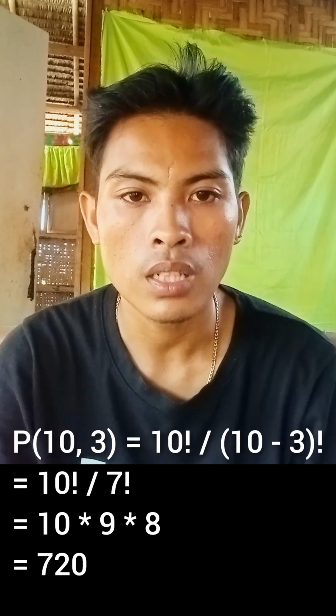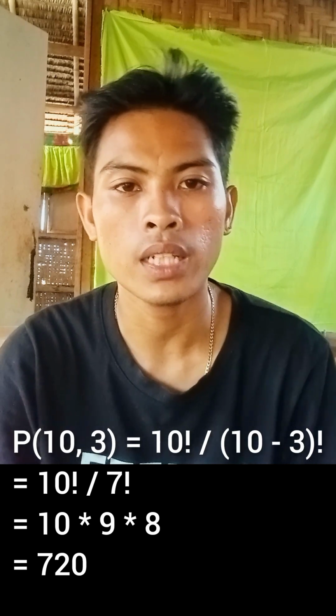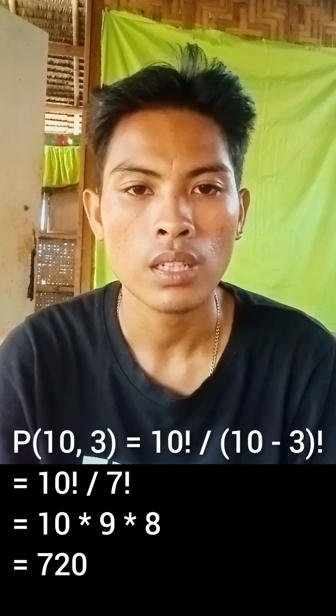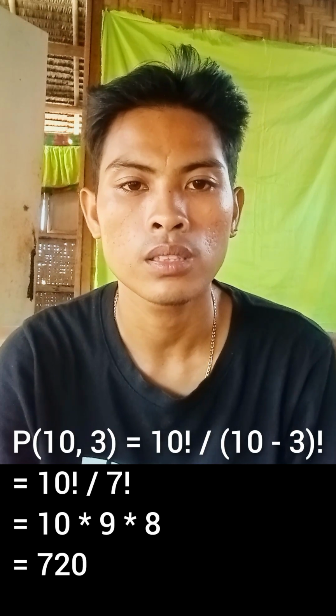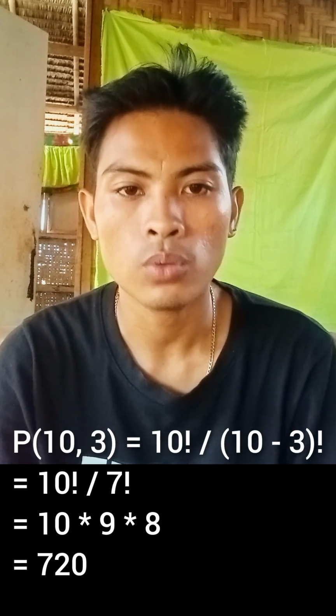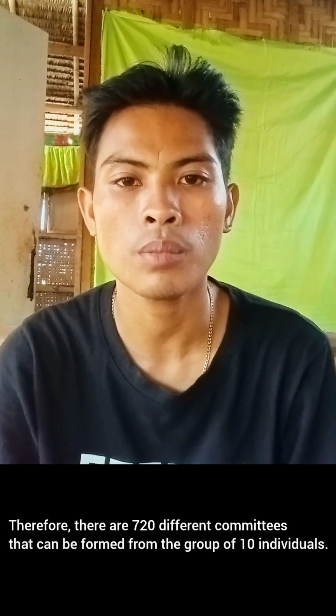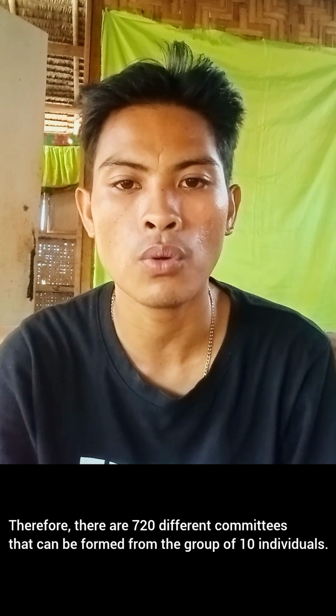Equals 10 times 9 times 8, equals 720. Therefore, there are 720 different committees that can be formed from the group of 10 individuals.